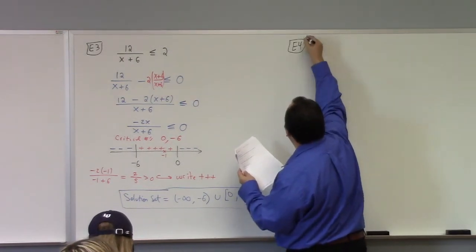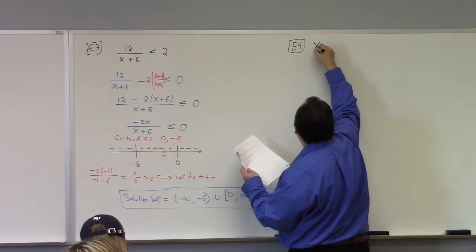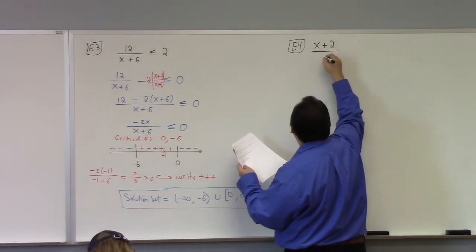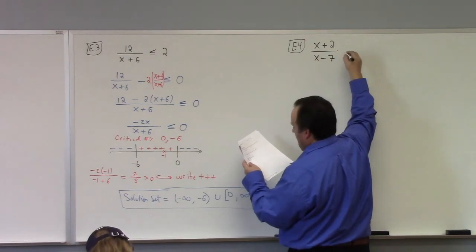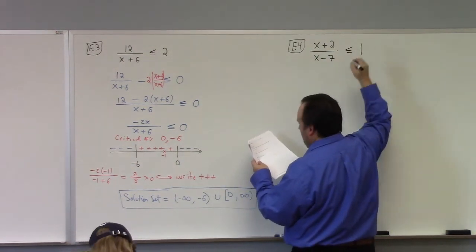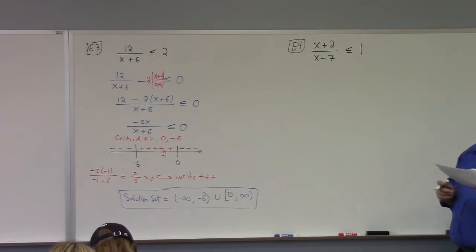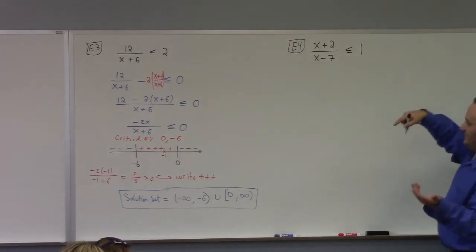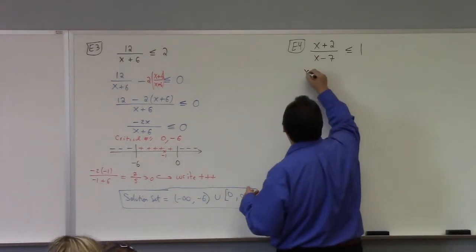Example 4. x plus 2 over x minus 7, less than or equal to 1. So this one is essentially number 13 in the homework. Again, annoyingly, not comparing to 0, right? So what am I going to do? I'm going to convert it to a 0 problem. How do I do that? Just subtract 1 to the other side.